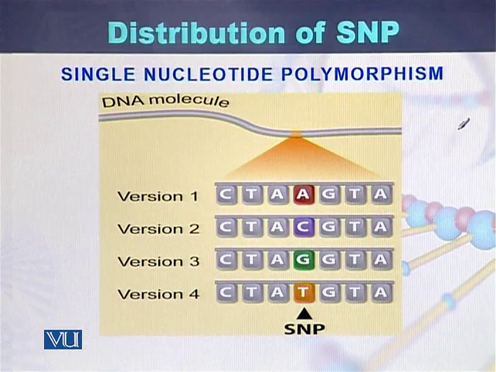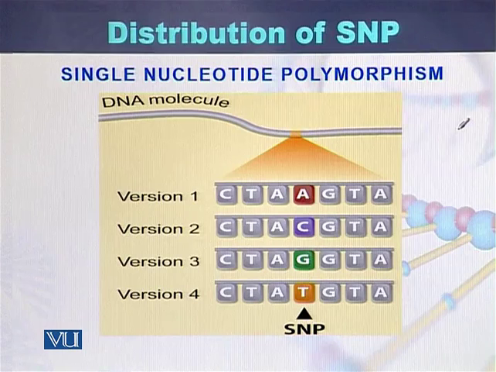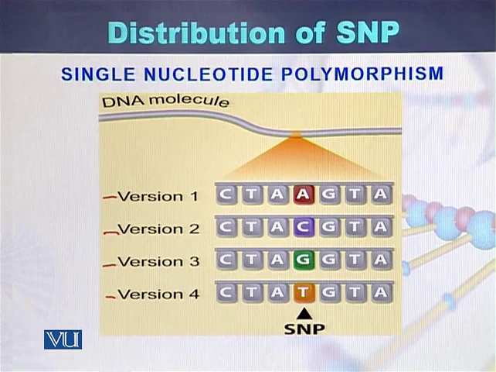Here we can see that there are different versions of the DNA. These DNA belong to different individuals. So this is the first version, second version, third and fourth. We can see in the first individual at a particular point there is adenine, while in the second there is cytosine, while in the third there is guanine, while in the fourth there is thymine.